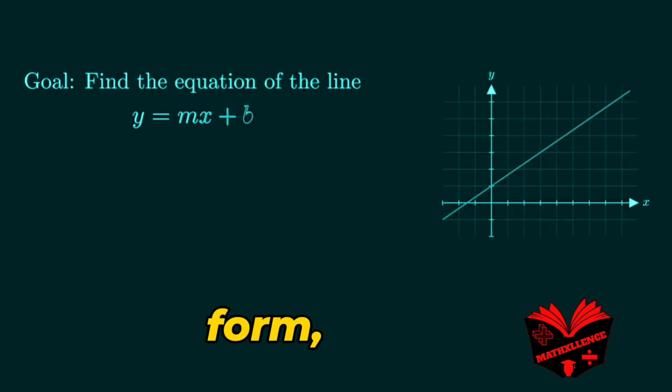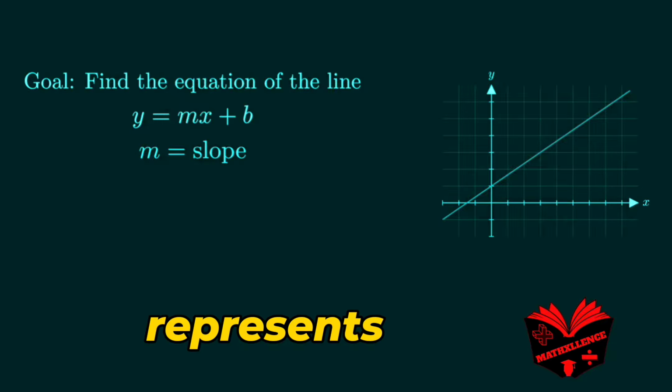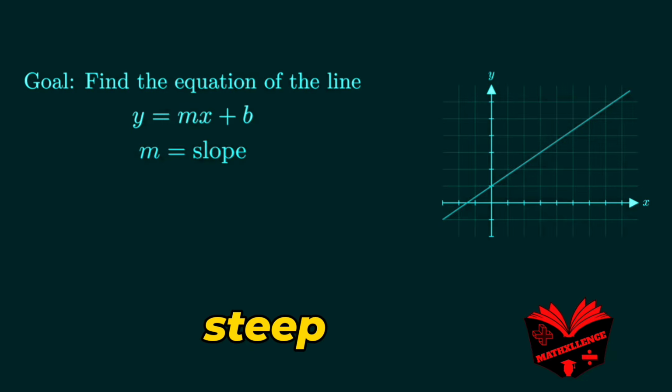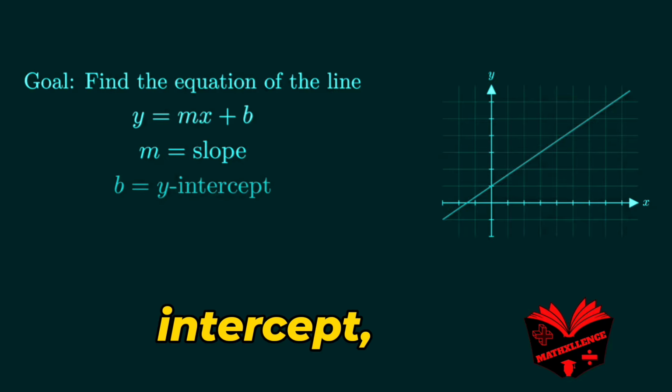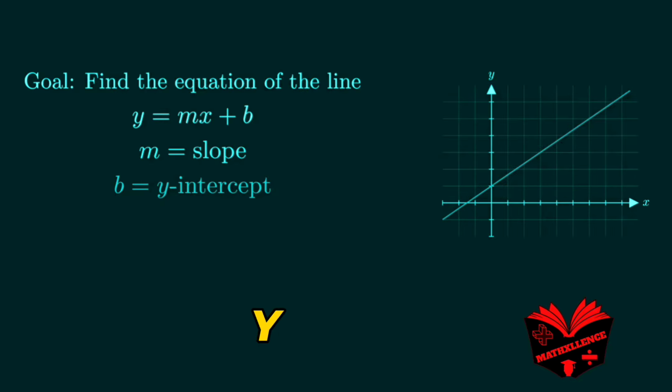Our goal is to find the equation for this blue line. Most linear equations are written in what we call slope-intercept form. In this form, y equals mx plus b. The letter m represents the slope, which tells us how steep the line is. The letter b represents the y-intercept, which is where the line crosses the vertical y-axis.